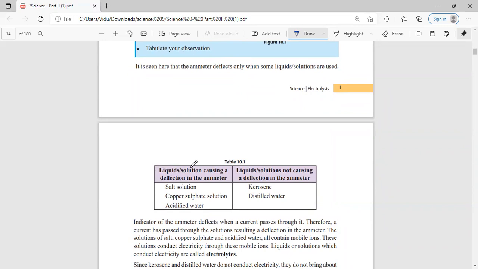Liquids or solutions causing a deflection in the ammeter, and on that side you can see liquids and solutions not causing a deflection in the ammeter. Salt solution, copper sulfate solution, acidified water: for these liquids or solutions, you can see a deflection. But for kerosene and distilled water, you cannot see a deflection in the ammeter.